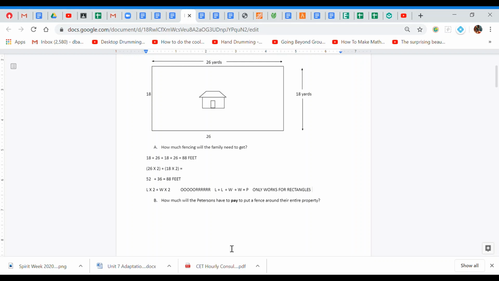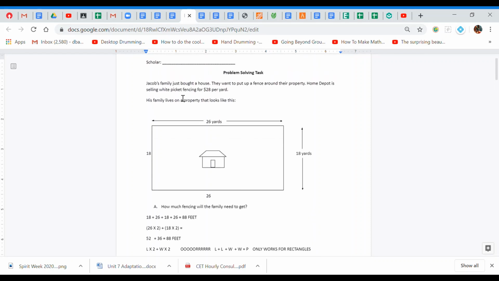All right, so hopefully you either got 88 feet or you took some time and then rechecked this. The Petersons are going to buy this fence, and 88 feet is the length, but it's not the cost. To find out the cost, where are we going to look? Probably want to reread the question. It says the family just bought a house, they want to put a fence around the property. Yep, we know the fence is 88 feet.